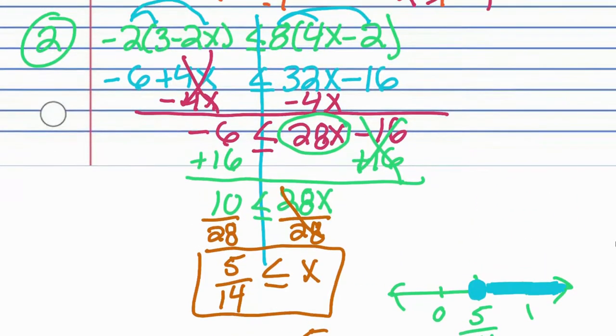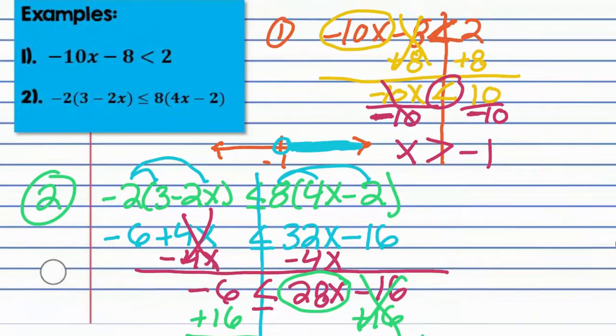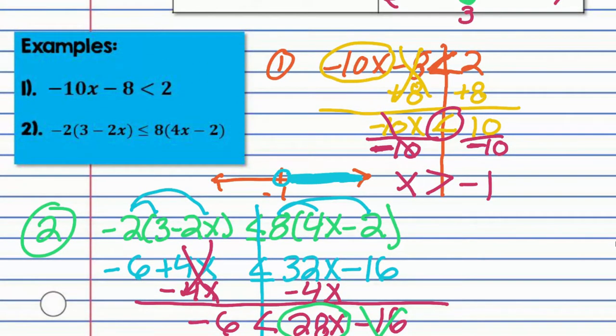Now on this one up here, I could plug in any number bigger than -1, any number greater than -1. But notice I didn't color in my circle because it wasn't equal to, which means that I actually cannot plug in -1. That would not make this statement true up here.